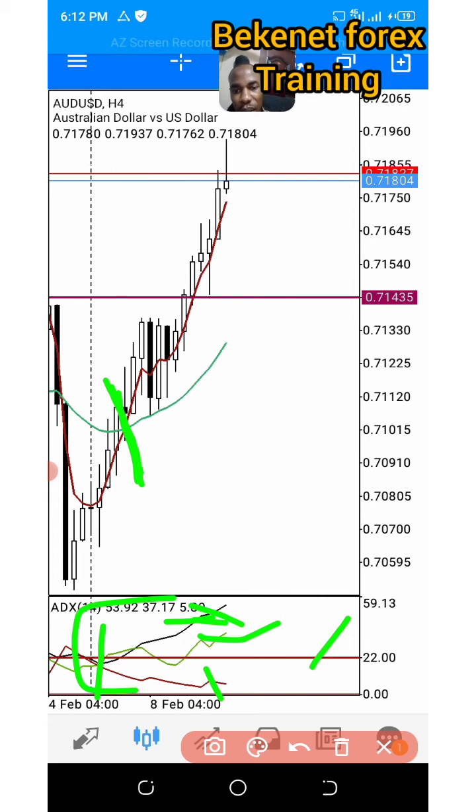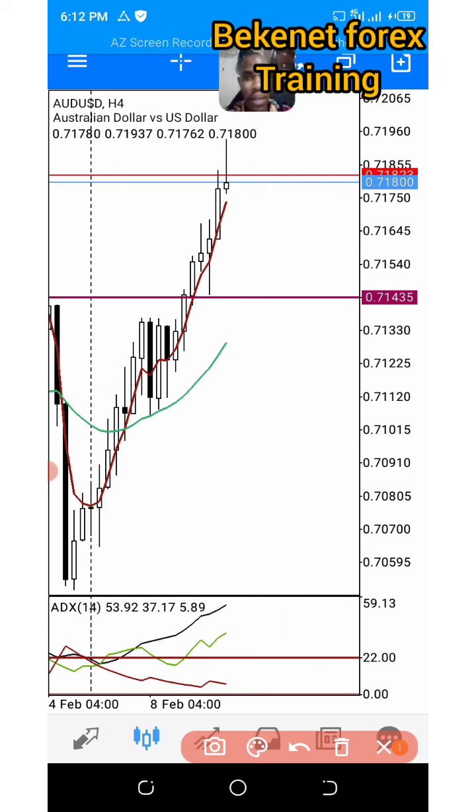First things first, red above green, there is an intercept. Second, green above red. Thirdly, this black line above 22, and you've gotten your buy signal. That is just it. That is what you need. That is the patience you need.